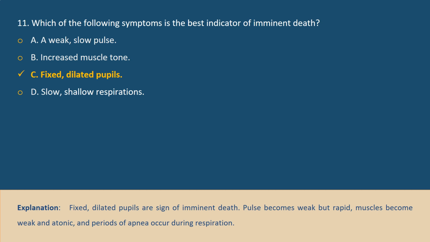Answer C. Explanation. Fixed, dilated pupils are a sign of imminent death. Pulse becomes weak but rapid. Muscles become weak and atonic. And periods of apnea occur during respiration.